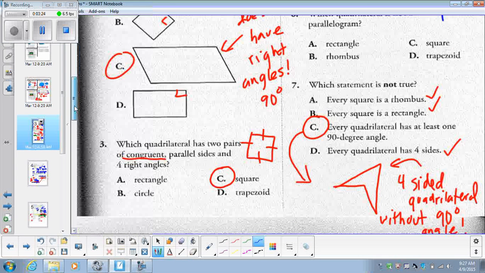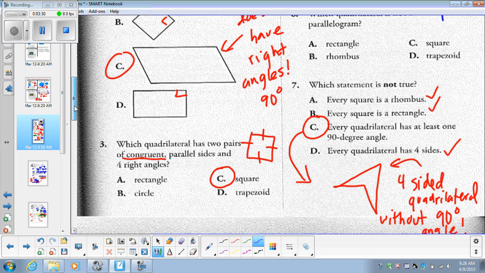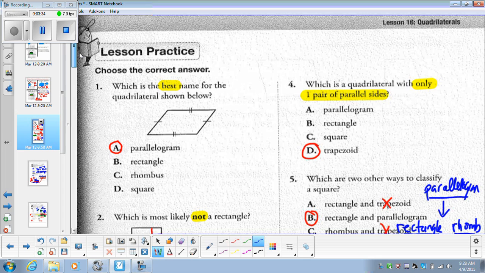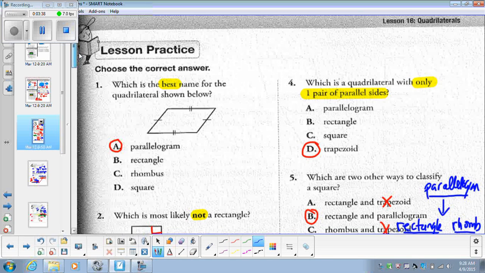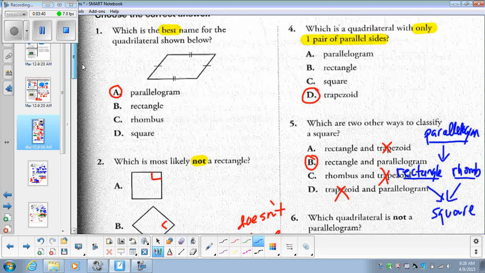All right, now for number 3, which quadrilateral has 2 pairs of congruent parallel right angles? So that one's going to be C because of the congruent part. It's got to be a square. All right, this is pretty simple. Number 4, you should have gotten D, 1 pair of parallel sides, is a trapezoid.